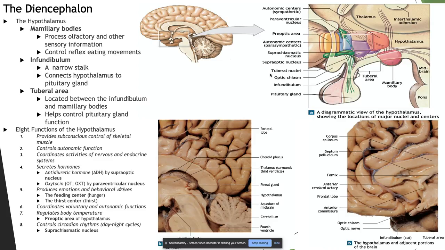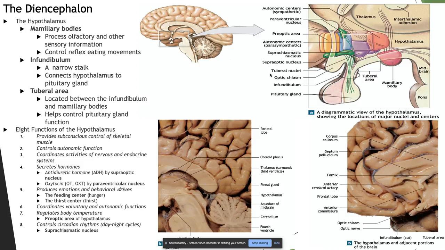The hypothalamus performs the following functions. So 1, the subconscious control of skeletal muscle contractions. The hypothalamus directs somatic motor patterns associated with rage, pleasure, pain, and sexual arousal by stimulating centers in other portions of the brain. For example, hypothalamic centers control the changes in facial expression that accompany rage and the basic movements associated with sexual activity.